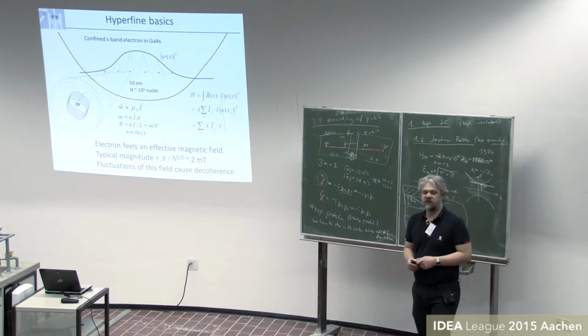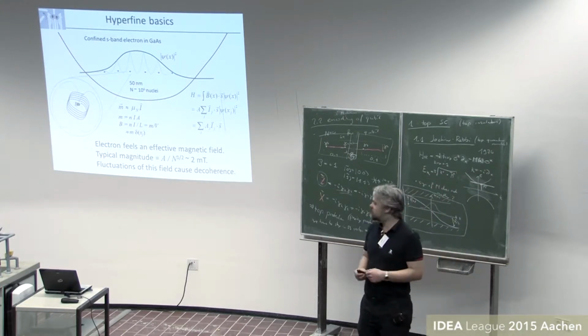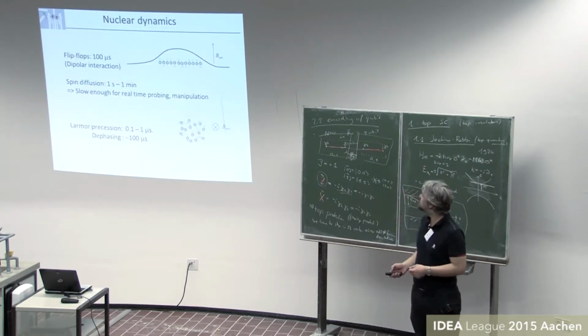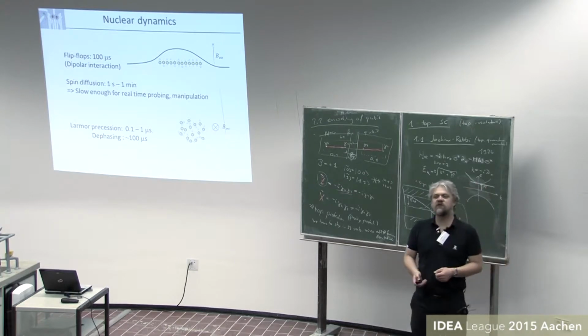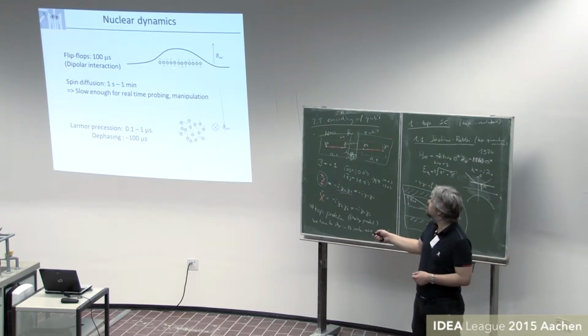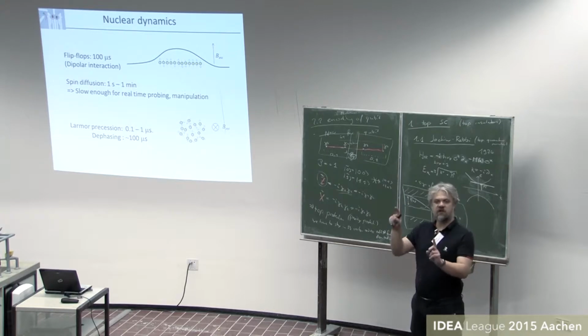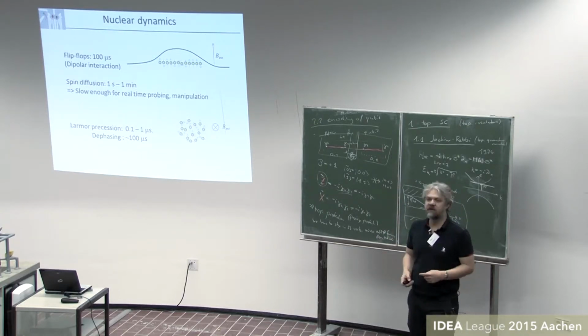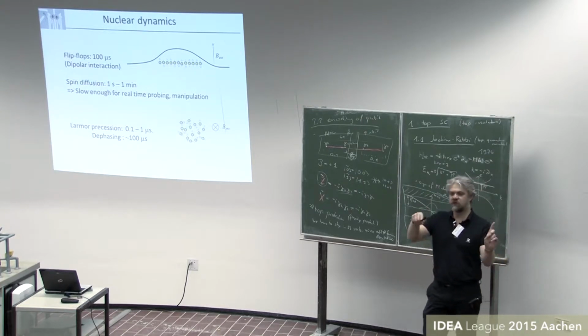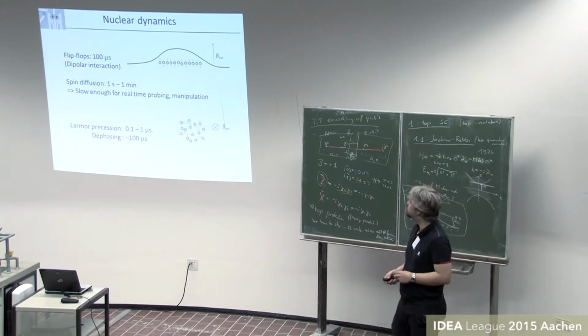Now, if this field was completely static, we wouldn't care. Okay, we've built a magnet, but there are all sorts of interactions between the nuclear spins. For example, nuclear spins can exchange spin with each other. They go from this configuration to this configuration. Like here, these are called flip-flops, for example, due to the dipolar coupling between nuclear spins.